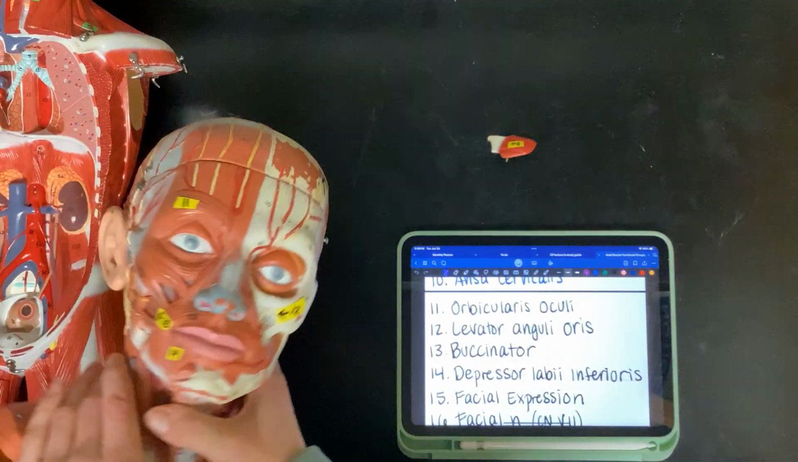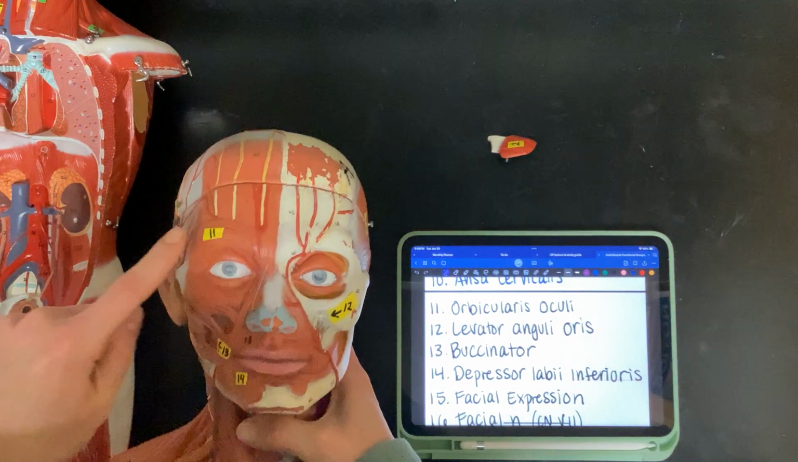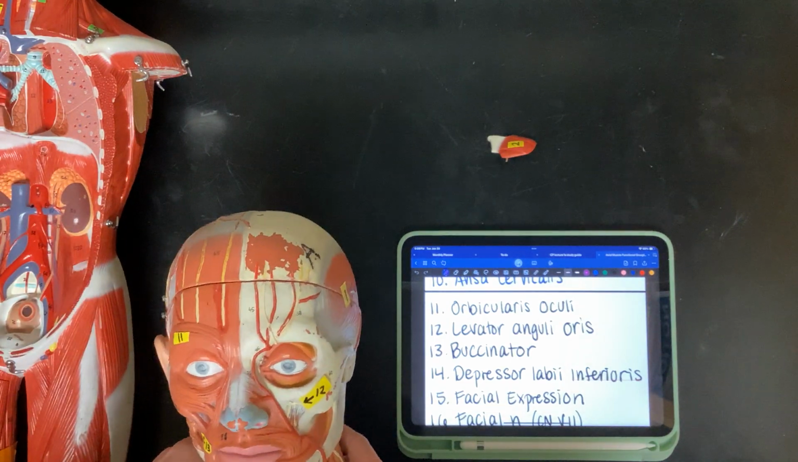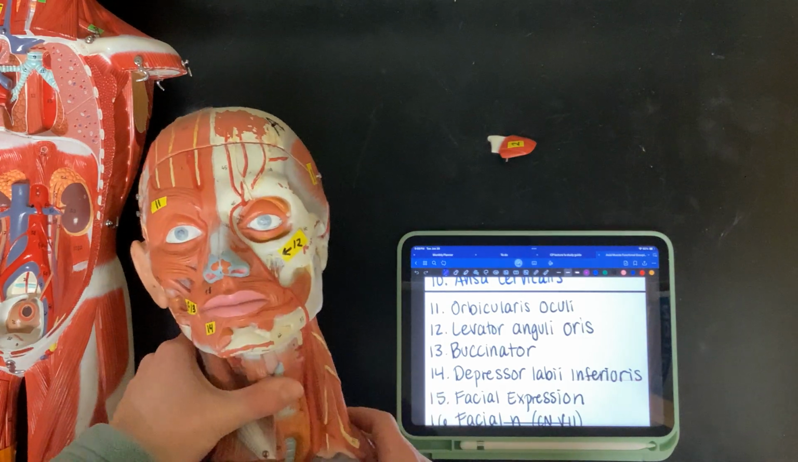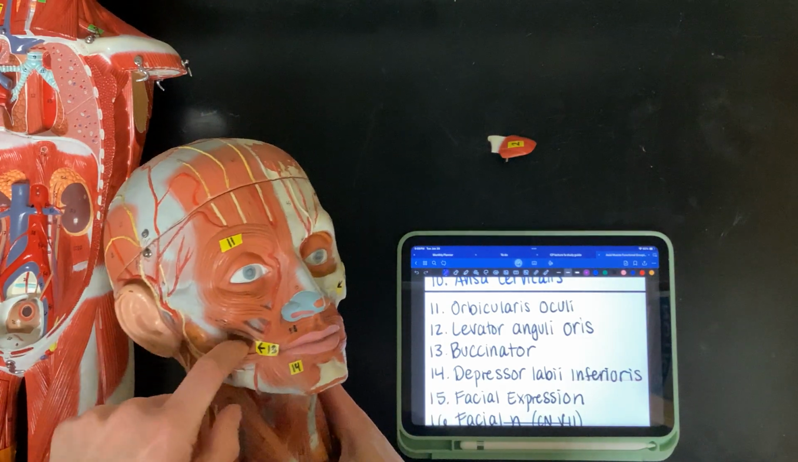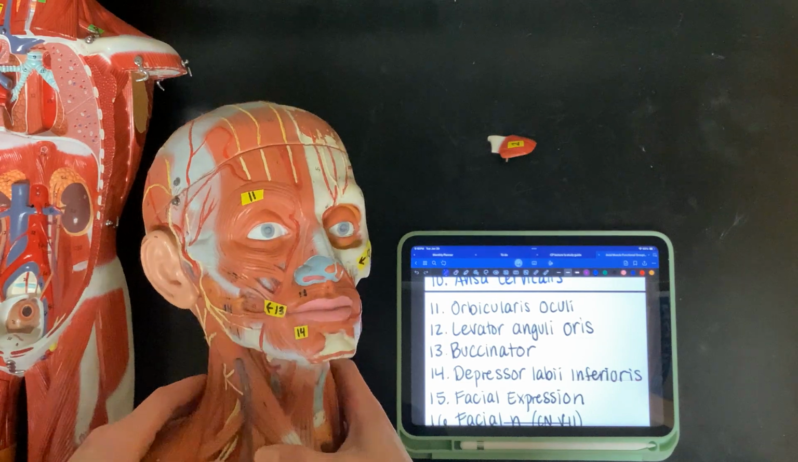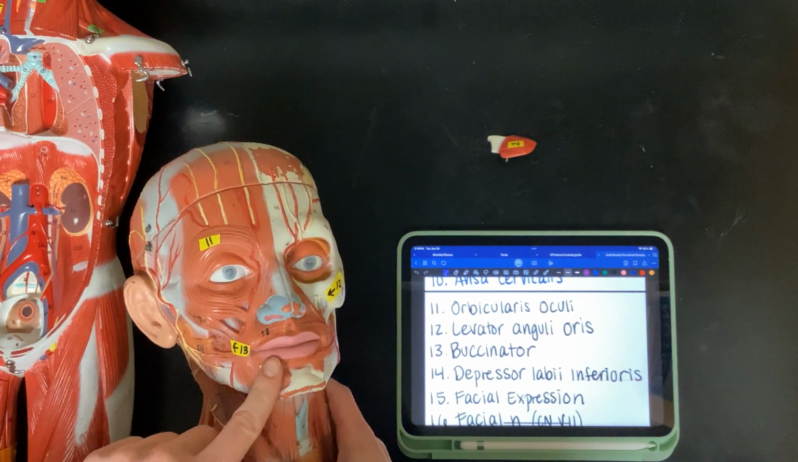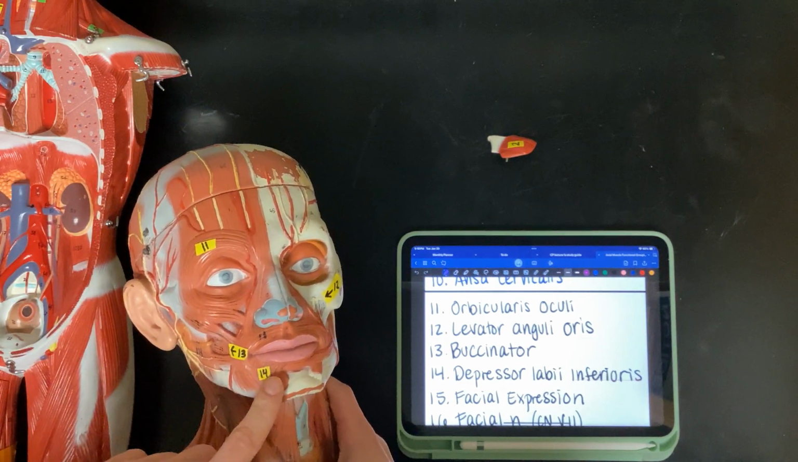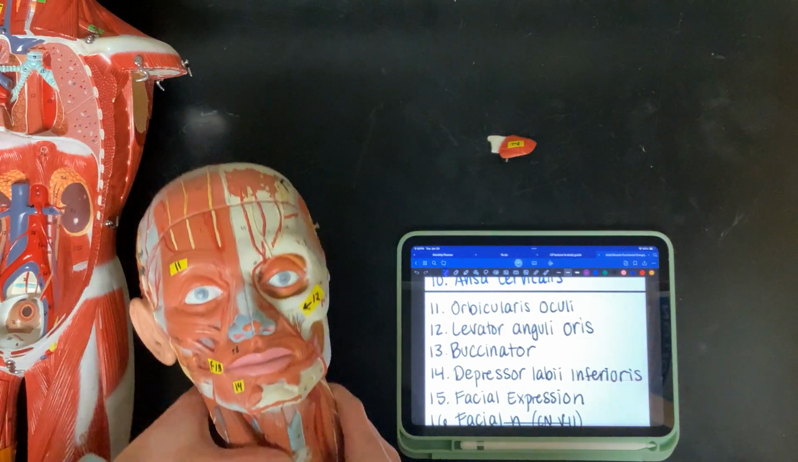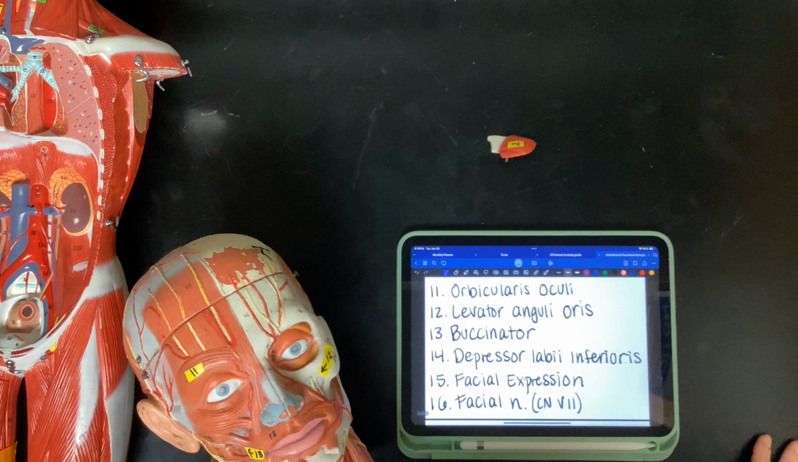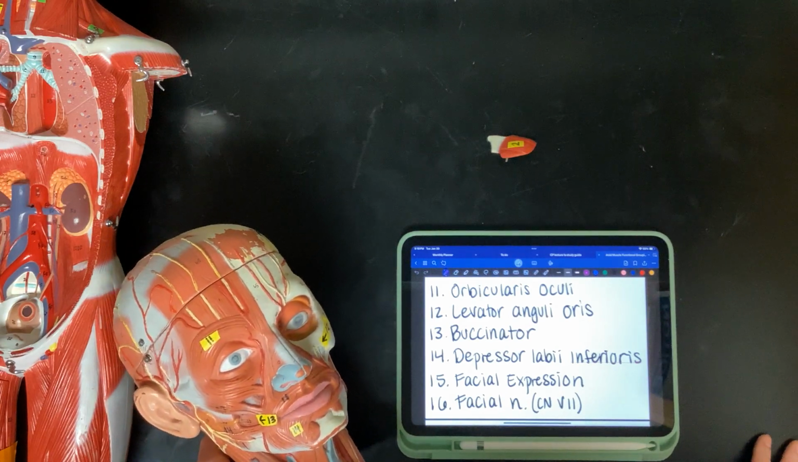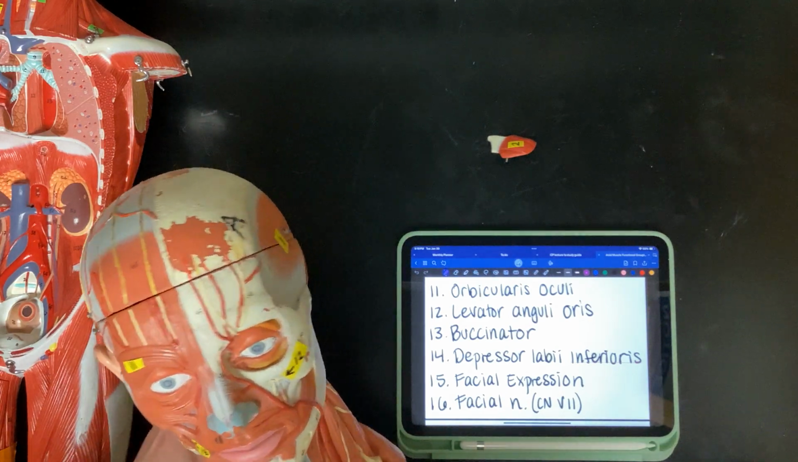Next we have orbicularis oculi, levator anguli oris, the buccinator, and depressor labii inferioris. All of these muscles do facial expressions and are all innervated by the facial nerve.